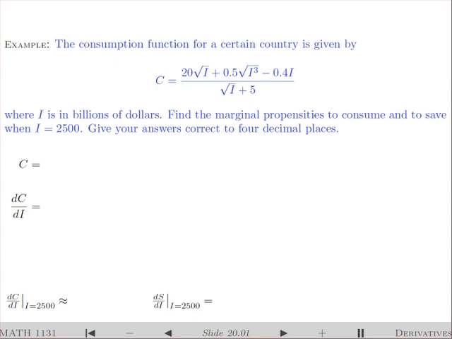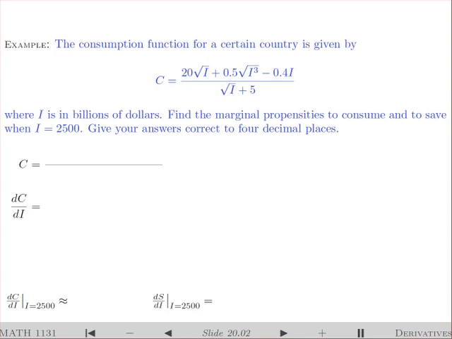We won't worry about units except for the fact that C and I and S are all typically expressed in the same unit, which means that dC over dI and dS over dI are dimensionless numbers. They have no units, which is what we should have expected from the definition because they're expressed as fractions. If you want them as percentages, you just multiply by 100. We will simply express them as fractions. So, since the consumption function is given, I will find the marginal propensity to consume first.